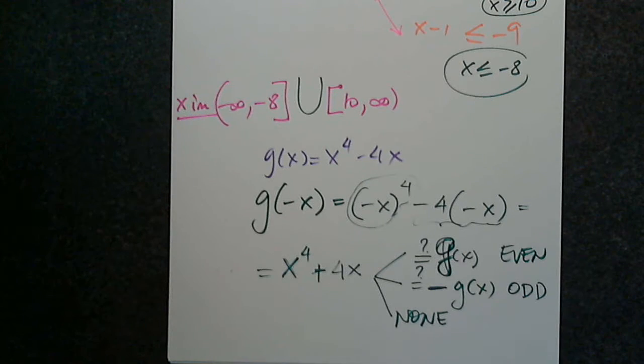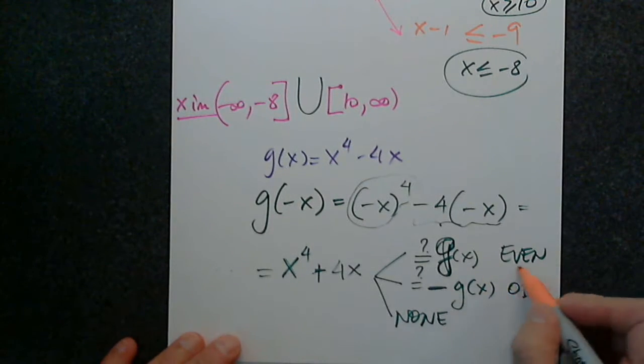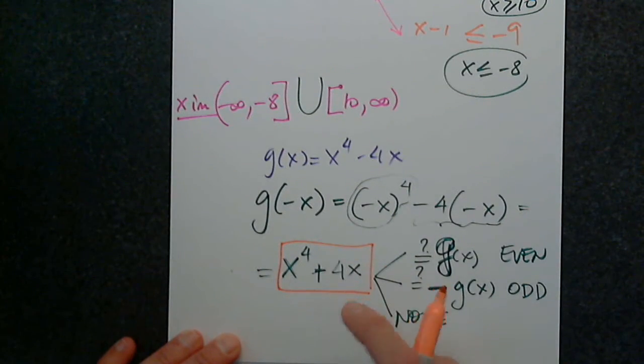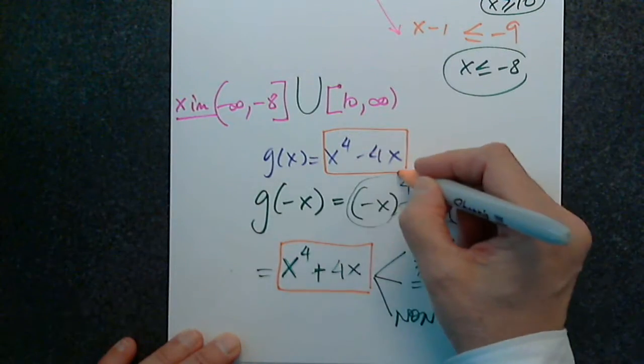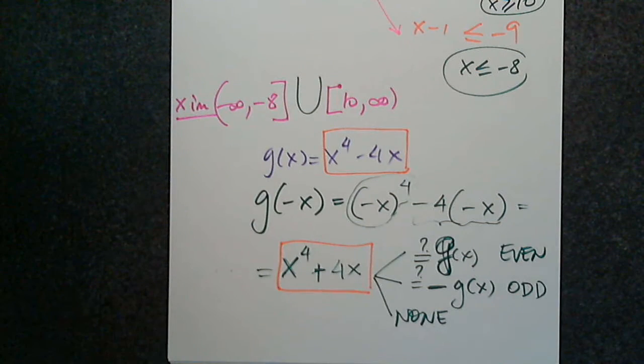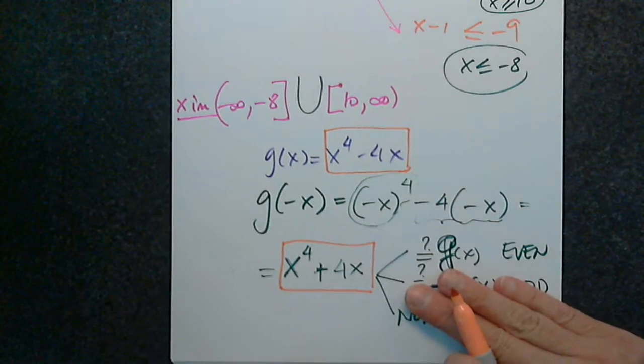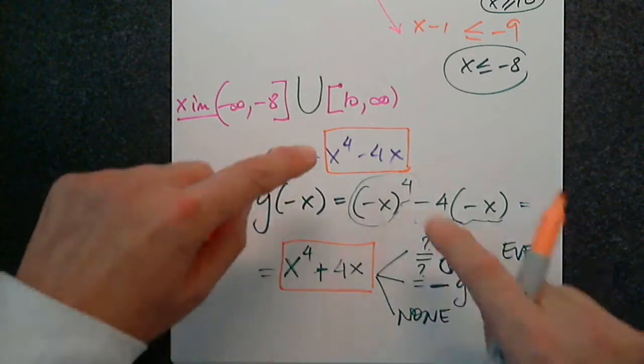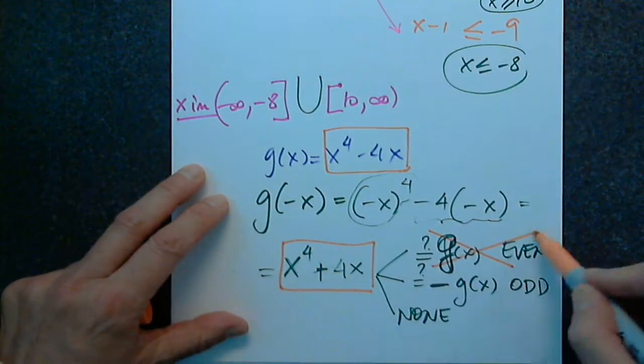So slowly let's compare. For the even, I compare the g of negative x that I just got to the original function. If they are the same, I'll say even and I'm done. I don't have to check the rest. Are they identical? No. So then the function is not even.